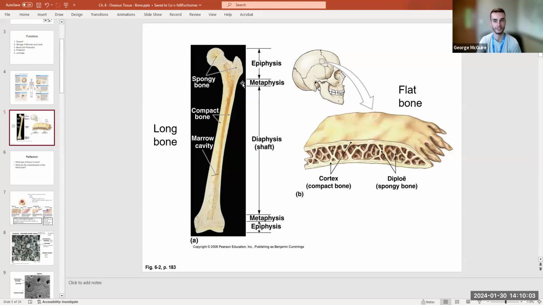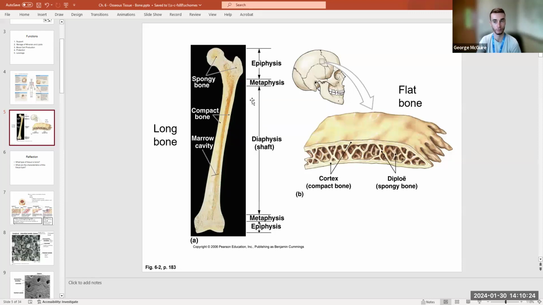We then have the metaphysis, which is kind of what is left over from the cartilage that is replaced during development. But we do get somewhat of a line or a development plate there from leftover cartilage. And then the shaft of our long bones are referred to as the diaphysis.